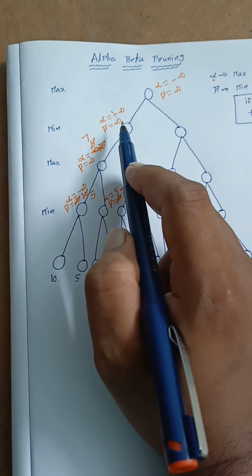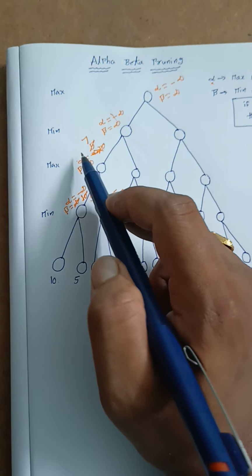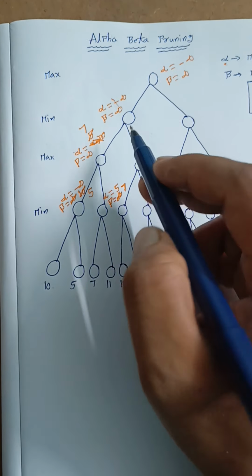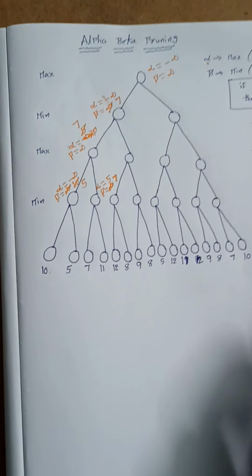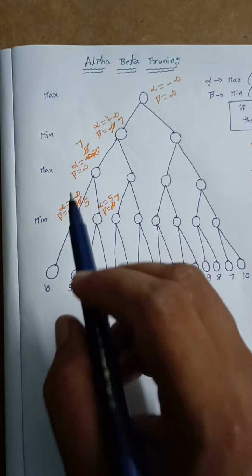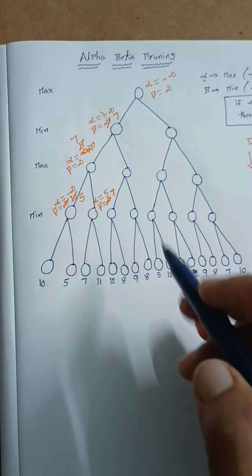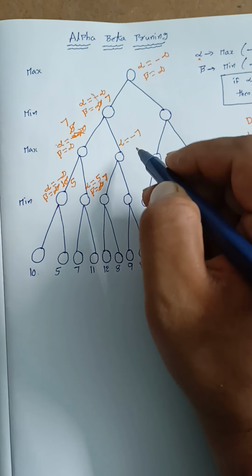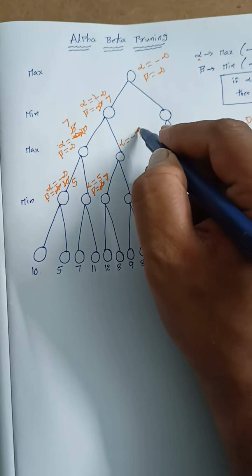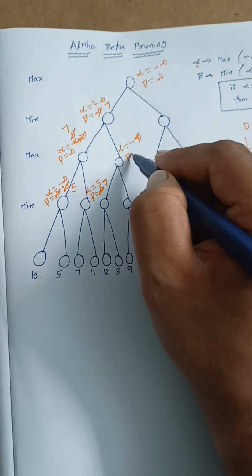Okay, so please observe that. Here 7 and infinity are there. My aim here is to change the beta value, so 7 is the minimum. All the left children are completed. Now we will move to the right child. Up to now alpha is equal to minus infinity, beta is equal to 7.